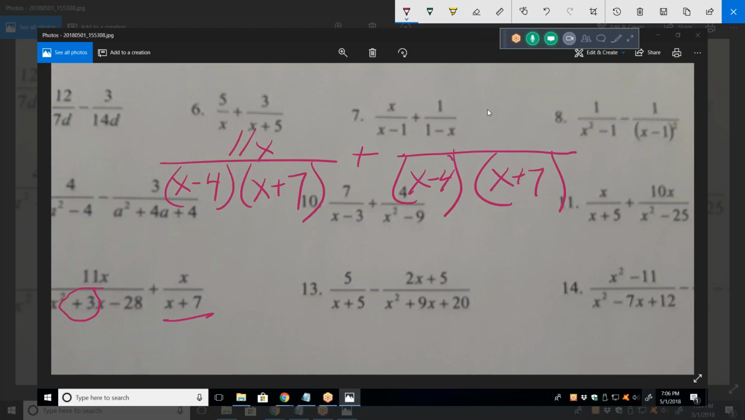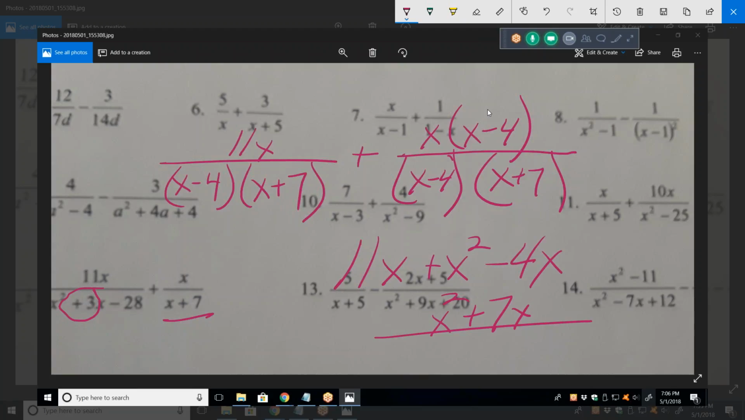Already got the left side solved. What's the right side going to become? X times x minus 4. Good. Now the numerator becomes 11x plus x squared minus 4x, which is what? X squared plus 7x, all over our common denominator. We are going to be able to reduce it a little bit. What can I do with the numerator? So you can factor out an x. So it's x times x plus 7. And then the x plus 7's cancel, leaving me with just x over x minus 4. So it's x over x minus 4. Yep. Okay.